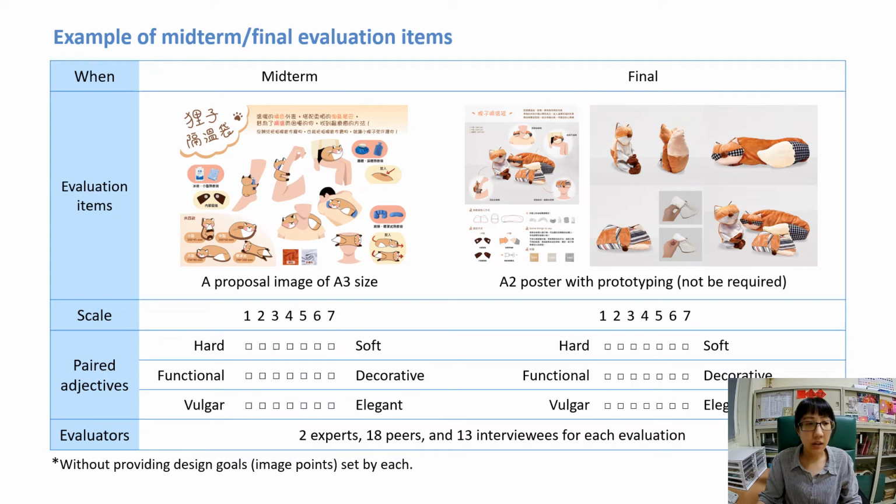This is one of the examples of the midterm and the final evaluation items, as you can see in the table. In the midterm assessment, each team has to provide a proposal image of A3 size. But in the final evaluation, each team has to provide an A2 poster with prototyping. And the evaluators will be the experts, peers, and the interviewees of each team.